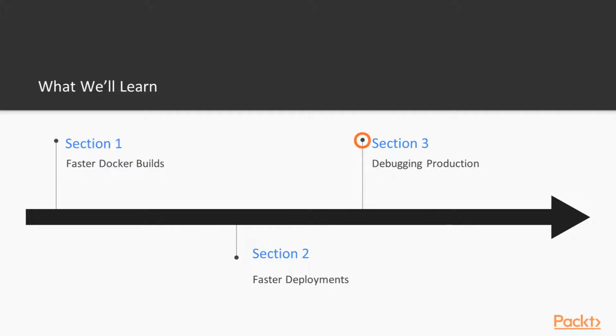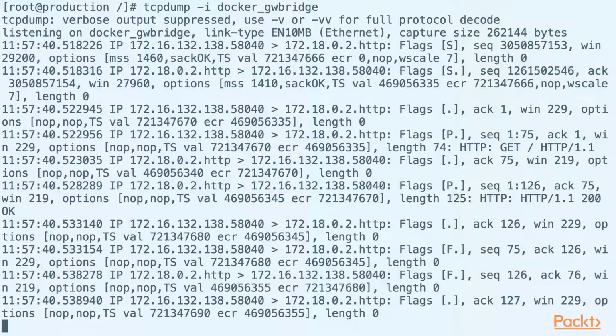In the last section, we will look at debugging containers using various Linux tools. We will demonstrate how to use tools such as tcpdump, strace, and blktrace to look at networking, system calls, and I/O behavior of our application.